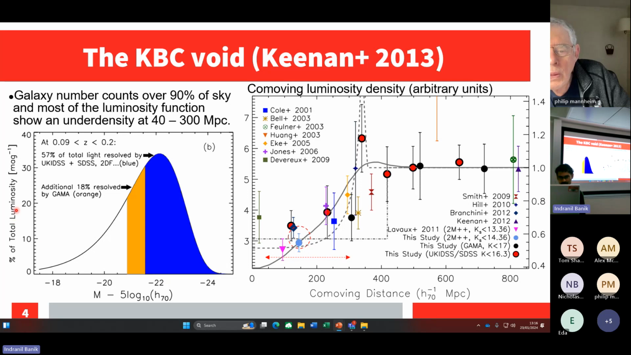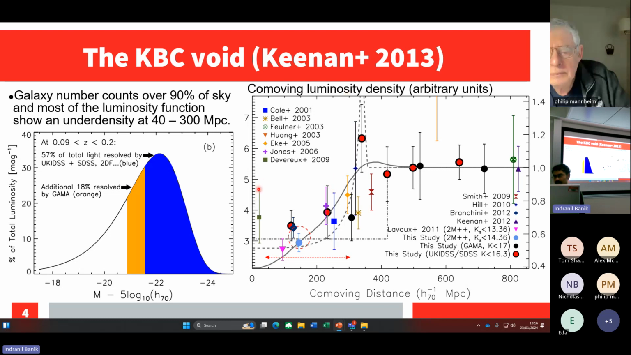And the y-axis is the percentage of the total luminosity of galaxies contributed by that range of magnitude. So the survey managed to cover most of the luminosity function. So we have a pretty good idea of the total luminosity emitted by galaxies in different regions of the local universe. And what you can see on the right panel is the co-moving luminosity density.